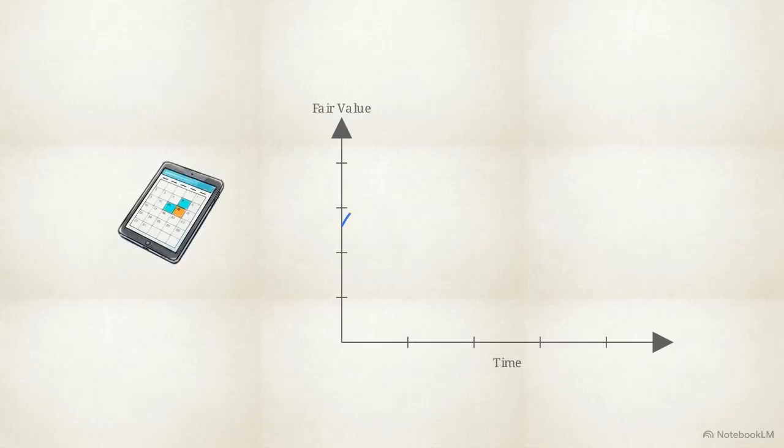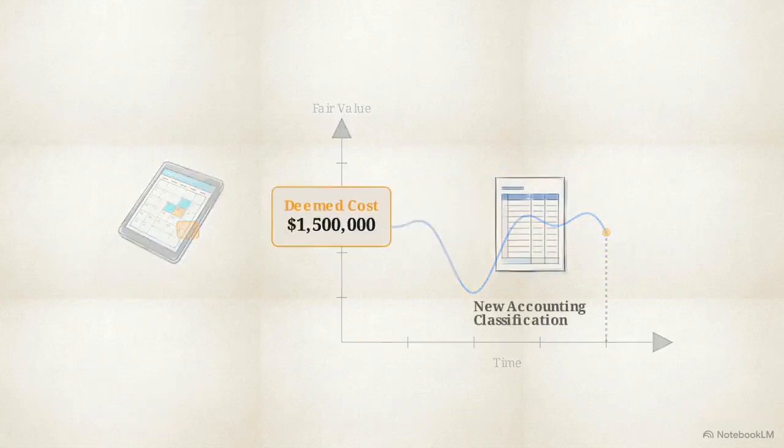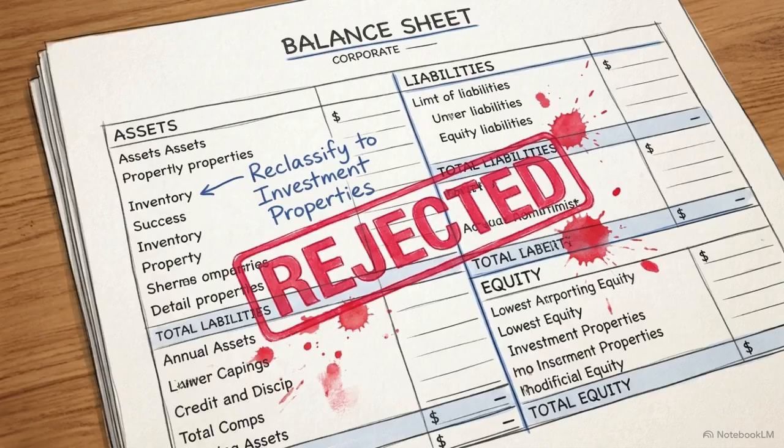If a transfer occurs under the fair value model, the property's fair value on the date of the change becomes its deemed cost for its new accounting classification. These restricted transfer gates ensure that assets are not moved between categories to manage the appearance of the balance sheet.